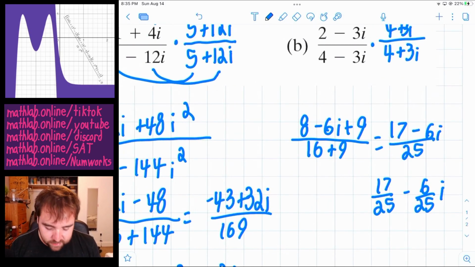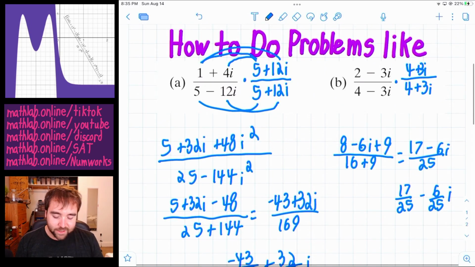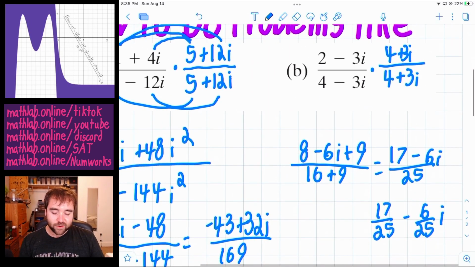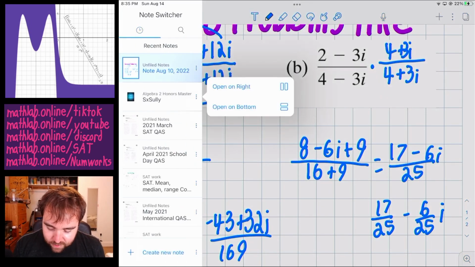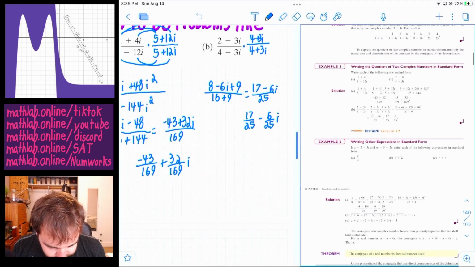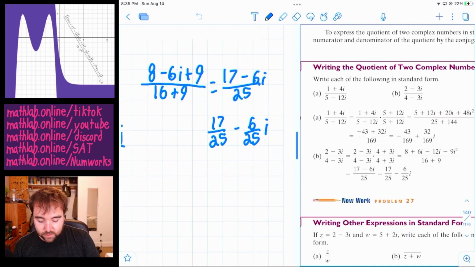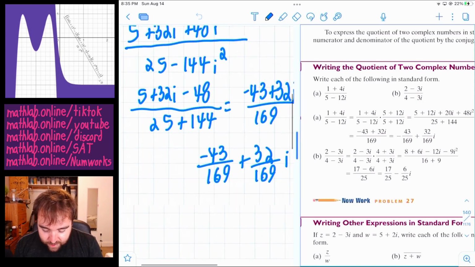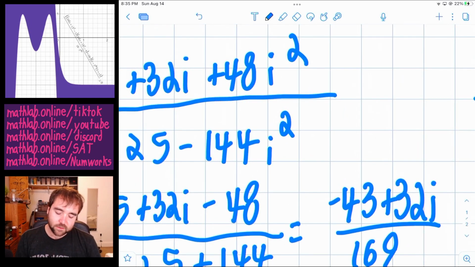So I know we skipped a lot of steps there, especially when you look at the work. But it's more fun when you do more stuff in your head. I think that's always the goal, is to try to do more stuff in your head. So let's compare these answers here and make sure we actually got it right. So they got 17 minus 6, yeah. And then they got negative 43 over 169 plus 32 over 169i. Yeah, so we got it right. Always feels good to get it right. I think it always feels a little better to get it right when the answer is disgusting, like it was here.